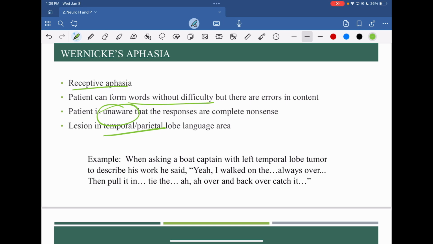So again, here's an example. Ask a boat captain with a left temporal lobe tumor to describe his work. He walked on it, always over, not making any sense. All you asked him was, how was life as a boat captain?